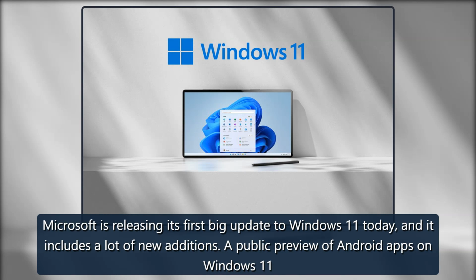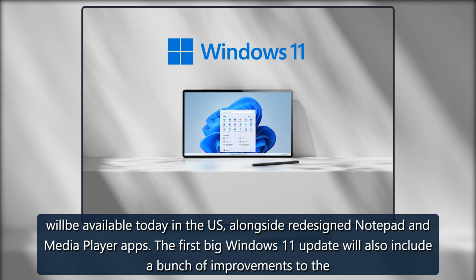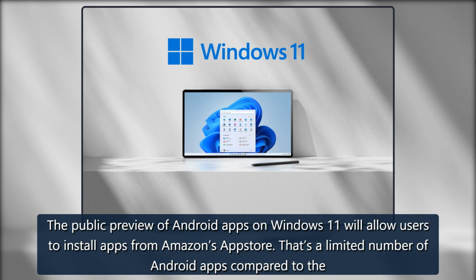Microsoft is releasing its first big update to Windows 11 today, and it includes a lot of new additions. A public preview of Android apps on Windows 11 will be available today in the US, alongside redesigned Notepad and Media Player apps. The first big Windows 11 update will also include a bunch of improvements to the public preview of Android apps on Windows 11, which will allow users to install apps from Amazon's App Store.